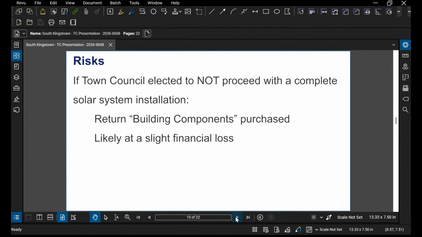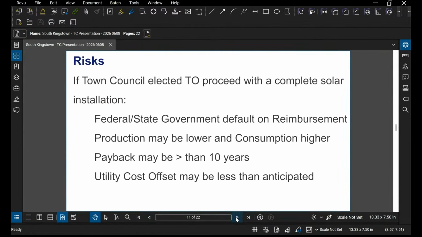Just a couple more slides to make sure you're aware of the risks associated with this. So let's say we moved forward with the safe harboring, but you elected to not proceed with the complete solar system installation. As Kate mentioned, we would have to return the building components that we purchased with a restocking charge and likely a slight financial loss.